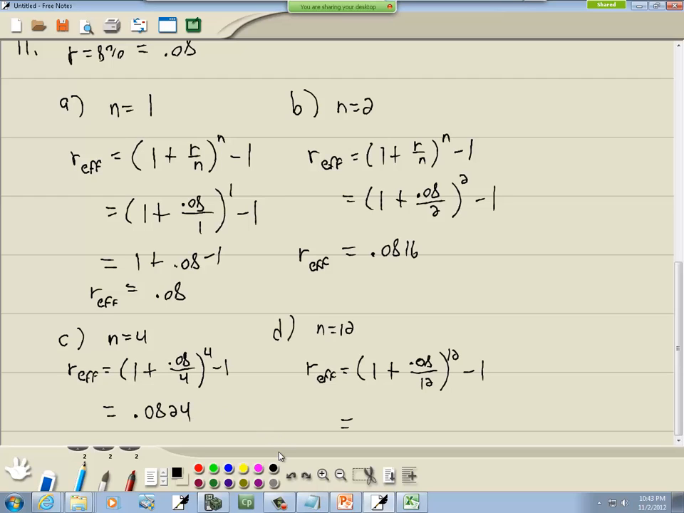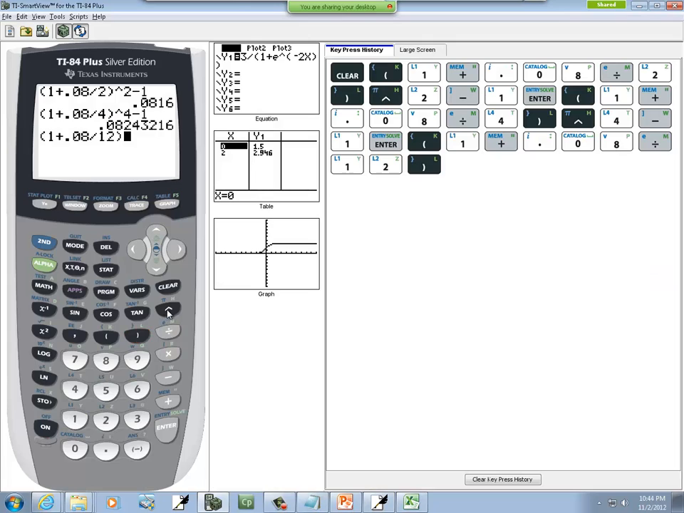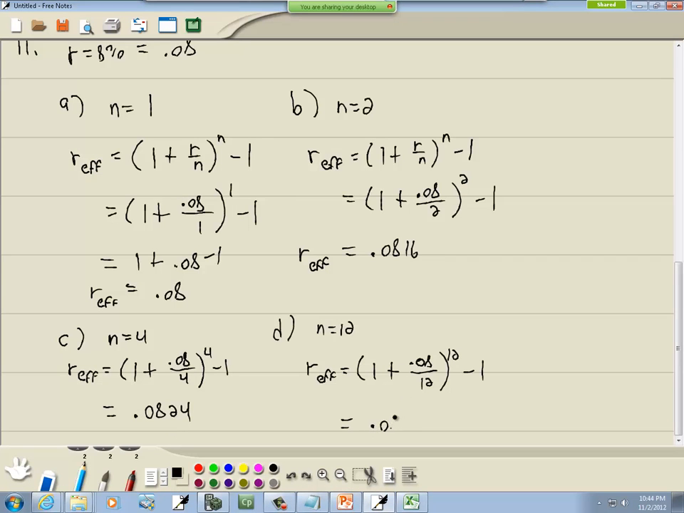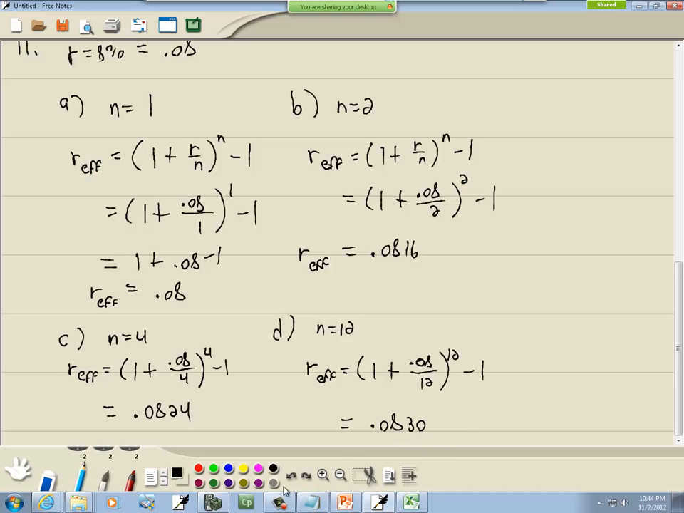Because then actually we would change that back to percent form. You know, that first one would be 8%. This would be 8.16%. This would be 8.24%, and so on. Okay, this one. Do beginning parenthesis 1 plus 0.08 divided by 12. Close parenthesis, caret 12 minus 1. And we get 0.08293. So 0.0830. So 8.3%.